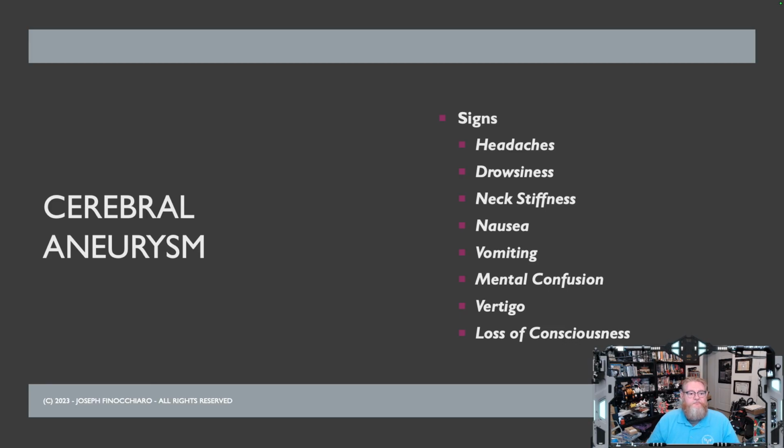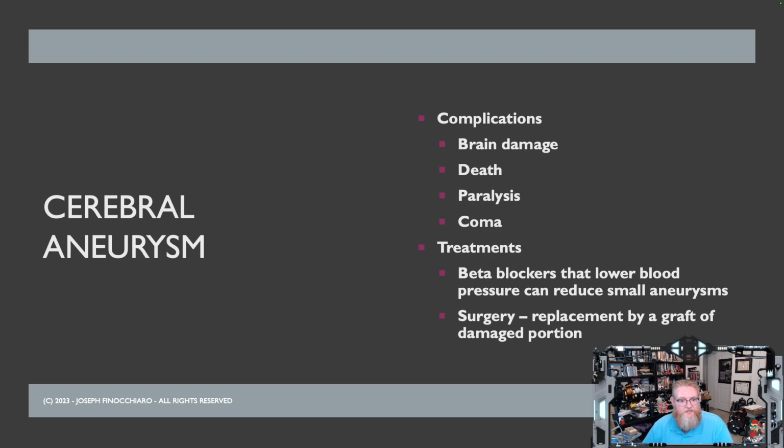Cerebral aneurysm. Signs of a cerebral aneurysm include headache, drowsiness, neck stiffness, nausea, vomiting, mental confusion, vertigo, and loss of consciousness. Complications arising from a cerebral aneurysm include brain damage, death, paralysis, coma. Treatments: beta blockers that lower blood pressure can reduce small aneurysms, and surgery is usually an option, and that is a graft that will circumvent the aneurysm so it does not rupture.